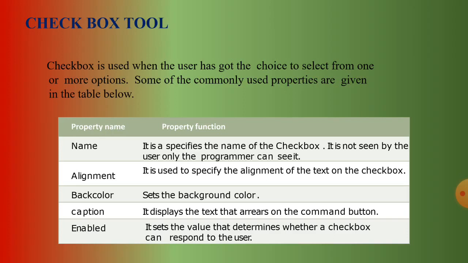We can give a name to the checkbox; that is the name property. Alignment is used to specify the alignment of the text on the checkbox. We can make it left, right or center. Similarly, back color sets the background color of the checkbox, and caption is the name displayed on this particular checkbox. Enabled sets the value that determines whether the checkbox can respond to the user or not. If it is disabled, it won't respond. If it is enabled only, then it will respond to the user's request.